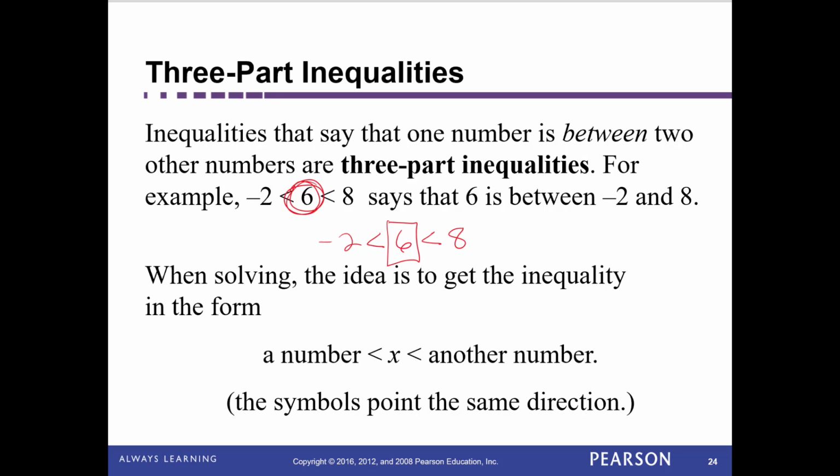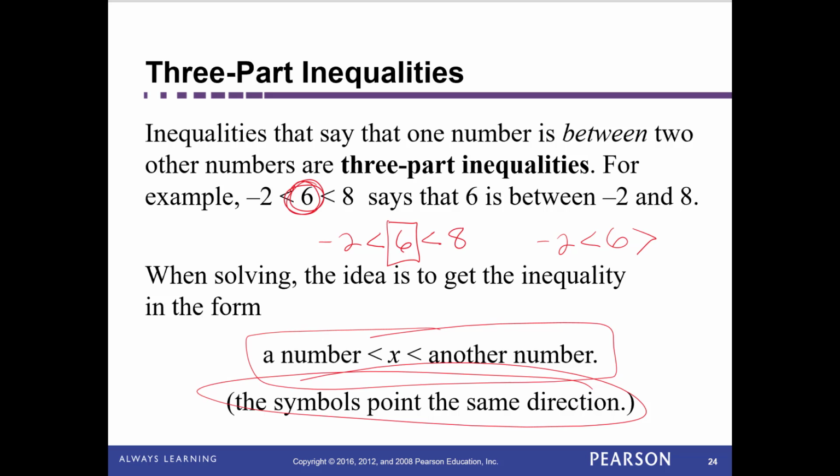So if you're solving a three-part inequality, like we will in the next example, you want to get it in this particular form. And you want the inequalities to be facing the same direction. So what you don't want is something like 6, -2, with the symbol facing this way, and so that gets all goofy and confusing. All right, so you want your symbols pointing the same direction.